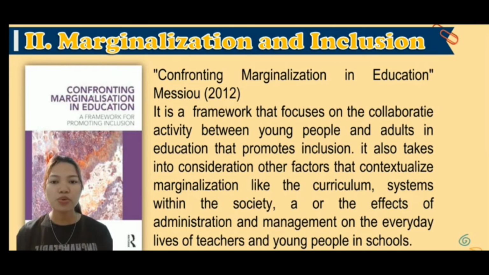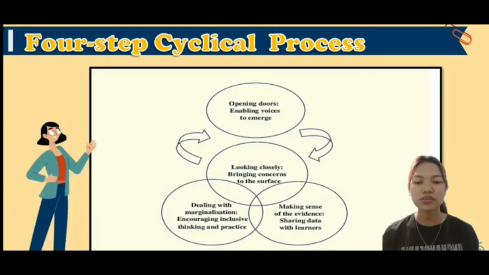This is also a framework that focuses on the collaborative activity between young people and adults in education that promotes inclusion. It also takes into consideration other factors that contextualize marginalization, like the curriculum, systems within the society, or the effect of administration and management on the everyday lives of teachers and young people in schools. This framework demonstrates a four-step cycle process that will be discussed by Miss Santa, the next reporter.